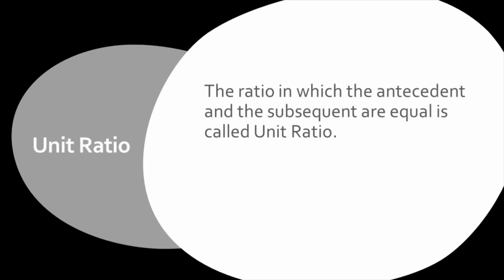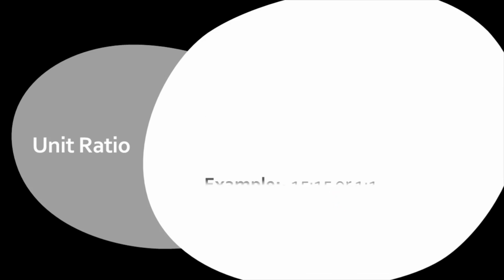Unit ratio. The ratio in which the antecedent and the subsequent are co-equal is called unit ratio. 15:15 or 1:1. Here you can see the antecedent and the subsequent are the same. So this one is the unit ratio.